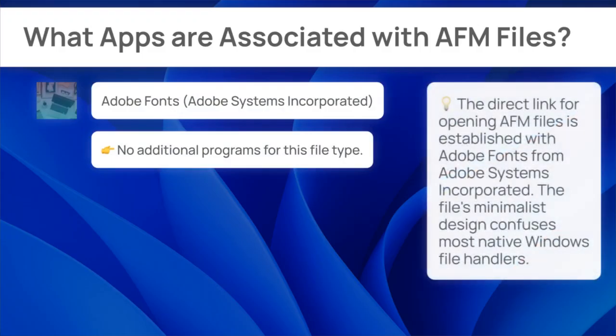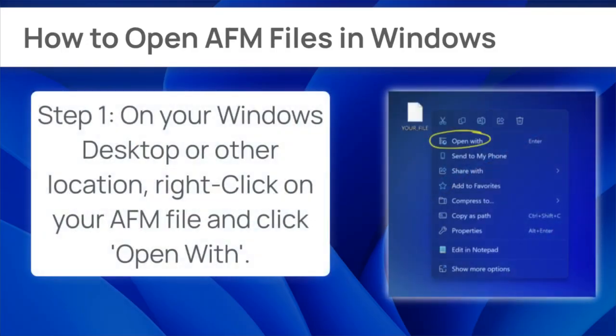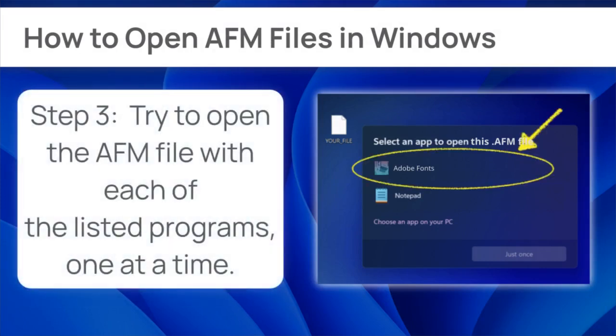The file's non-standard data blocks prevent Windows from viewing the internal content. Windows can make installed fonts available to numerous programs automatically. To open this specific AFM file, right-click your file and select Open With. If Adobe Fonts is available, use that first. If it's missing, choose another program. Don't worry if it takes a few tries.